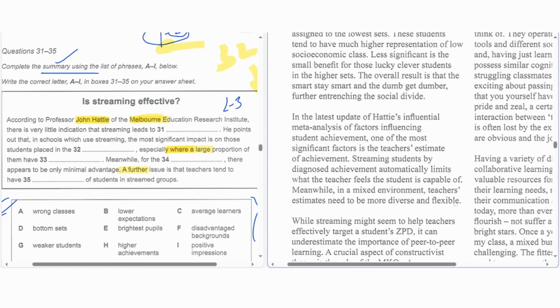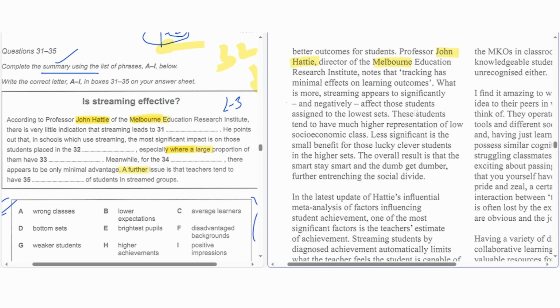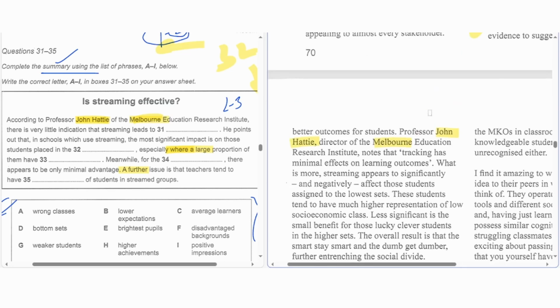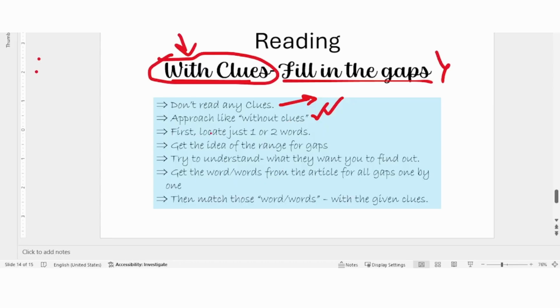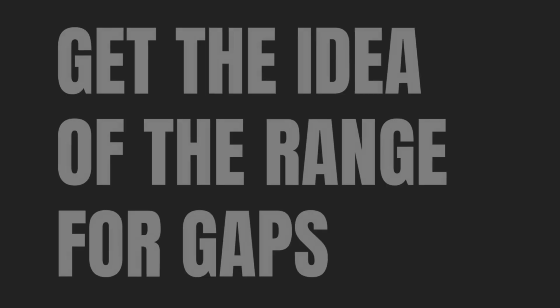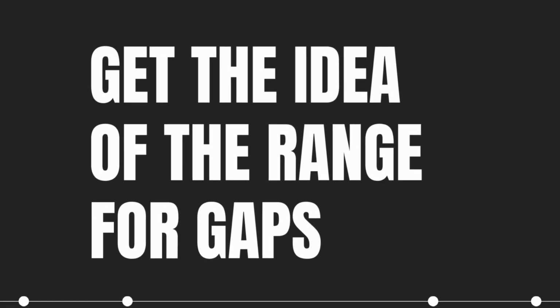That should be the case for any kind of fill in the gaps with clues or summary completion you are going to get. Sometimes it will be just in 1 paragraph, sometimes 2 paragraphs, sometimes 3, not more than that, never. So 2 to 3 paragraphs. So you get some kind of idea where to locate. Your location is done, right? Just locate 1 or 2 words. You have done that. Get the idea of the range for gaps.